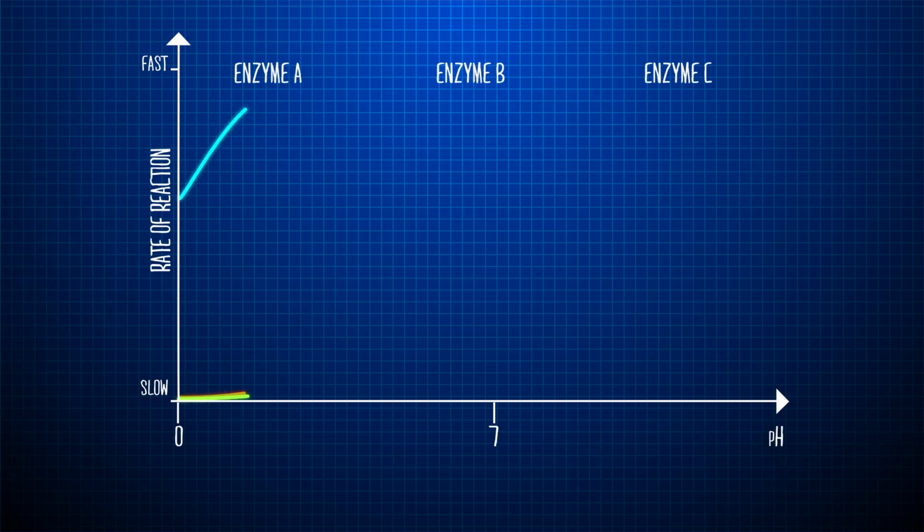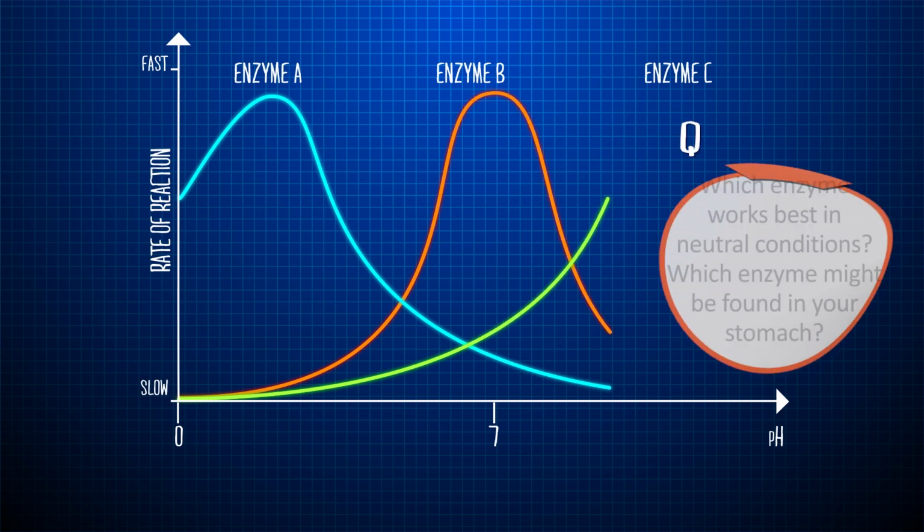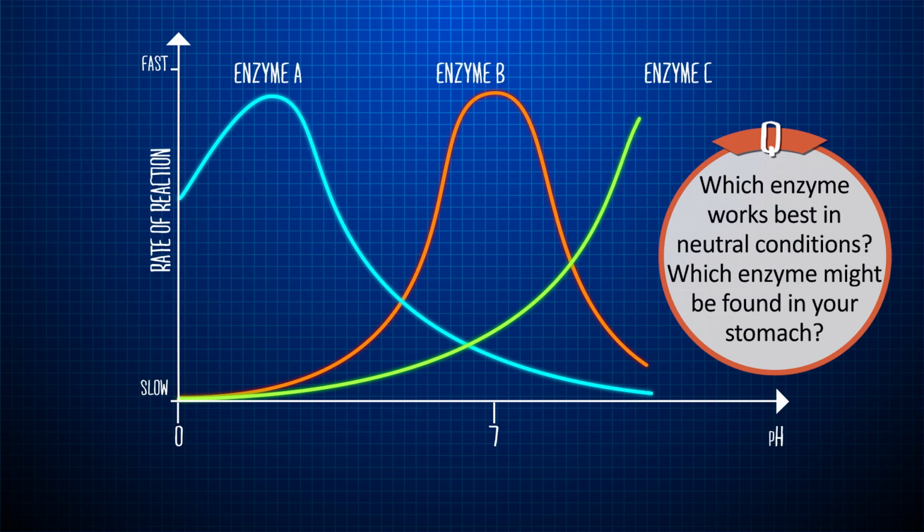Enzymes also have an optimum pH. The pH, whether it's too acidic or too alkaline, can also affect the bonds in the enzyme and can cause it to become denatured. Take a look at this graph. Which enzyme works best in neutral conditions and which might be found in your stomach?